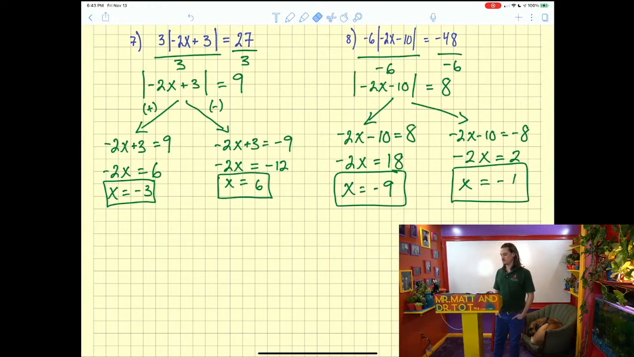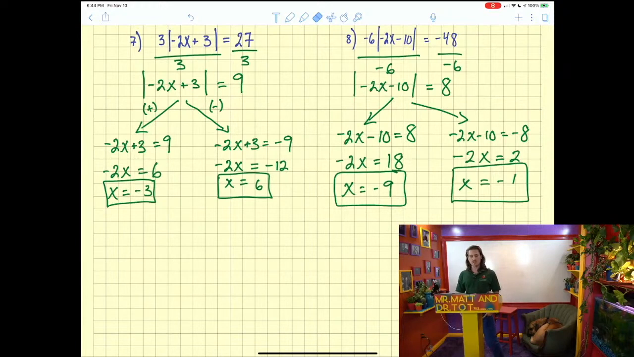For number 8, we have negative 6 times the absolute value of negative 2x minus 10 is equal to negative 48. The first thing that I did was divide by negative 6 on both sides to get the absolute value function by itself. That left me with the absolute value of negative 2x minus 10 is equal to negative 48 divided by negative 6 is going to be a positive 8. Removing the absolute value bars gives me a positive and negative consideration of negative 2x minus 10 is equal to positive 8, and negative 2x minus 10 is equal to negative 8.